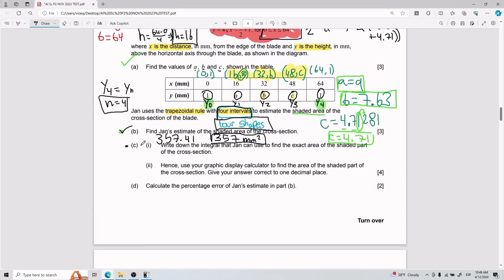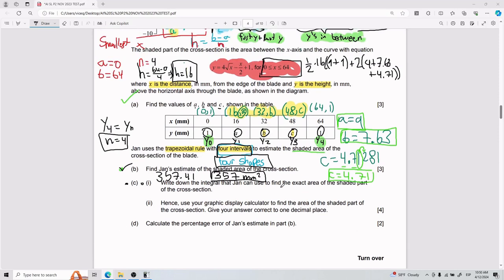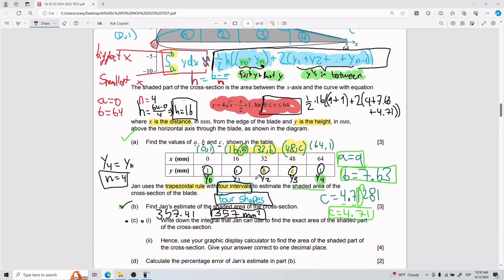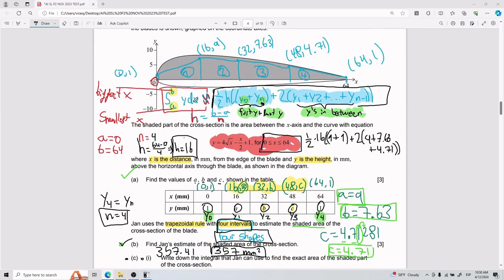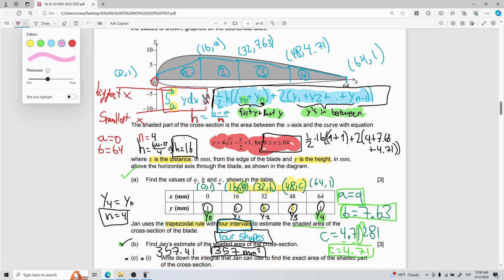Part C, part I, they tell you to write down the integral that Jan can use to find the exact area of the shaded part of the cross section. Technically, all you really need to do, notice how the formula of the trapezoidal rule has this part before it that I'm putting now in pink. And so here is the expression of the integral.